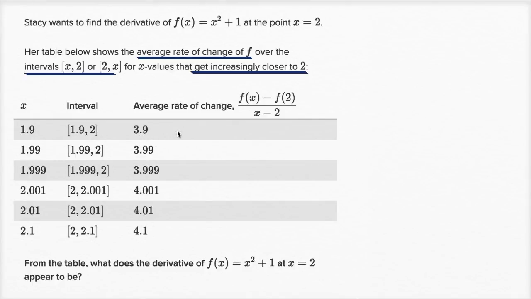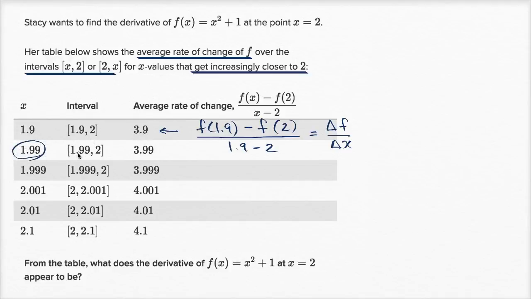Just as a reminder, how did she calculate this 3.9? Well, they tell us. She took f of 1.9, the value of the function when x is 1.9, and from that she subtracted the value of the function when x is equal to 2. So that's really our change in f. And she divided it by the x values, 1.9 minus 2. So change in f over change in x. That is the average rate of change of our function over that interval, between 1.9 and 2. She got 3.9.